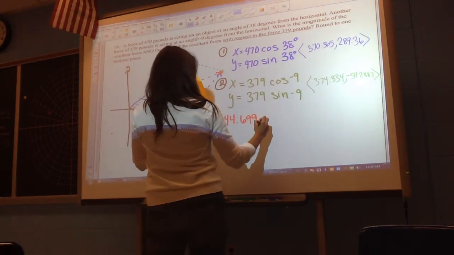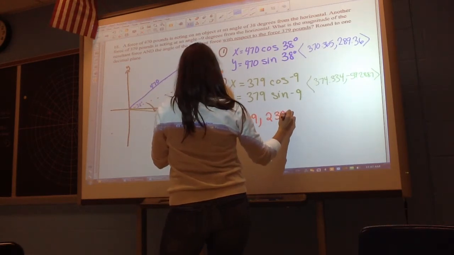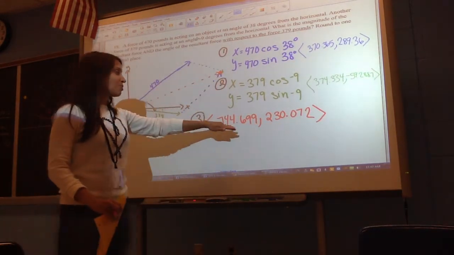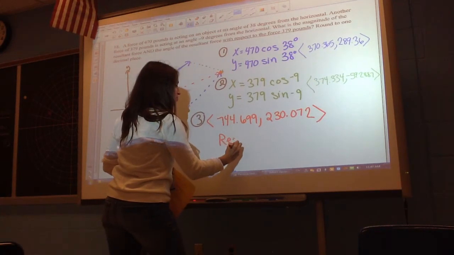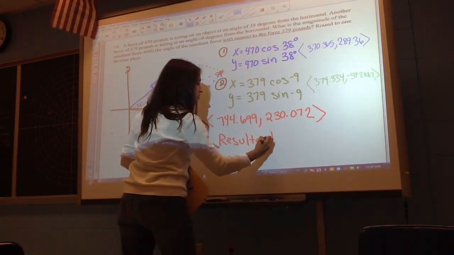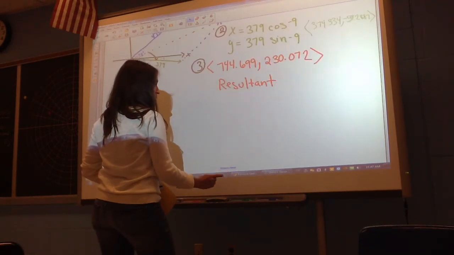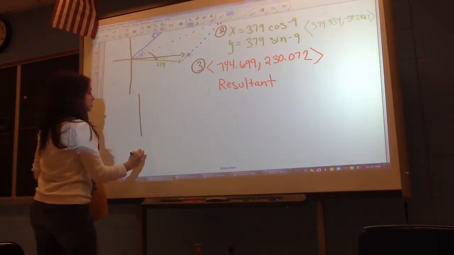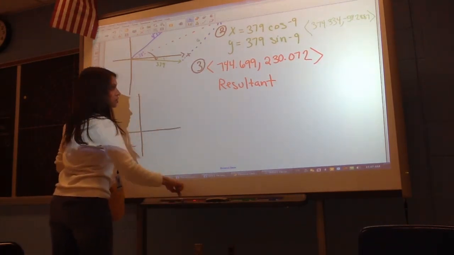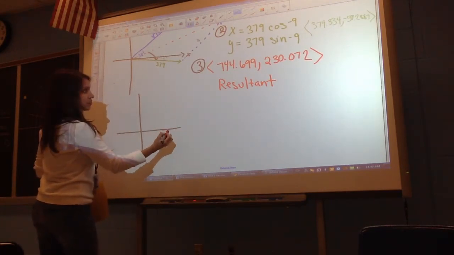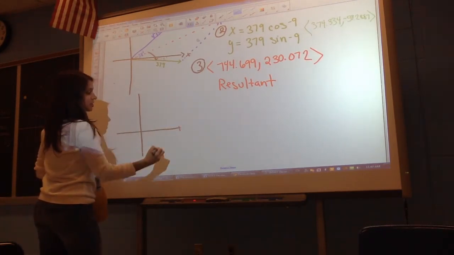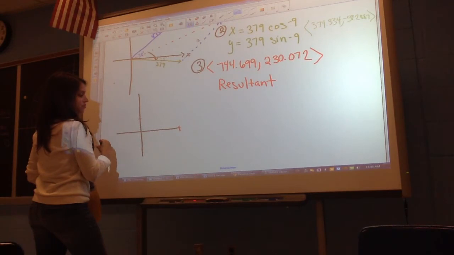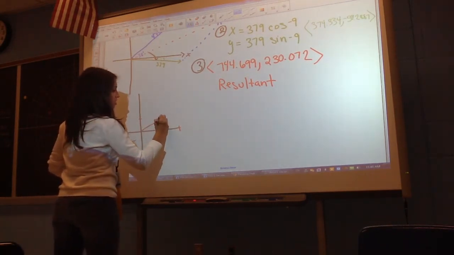744.699 and 230.072. This is my resultant vector in component form. I'm going to take this result and I'm going to make a new sketch. If I have a horizontal of 744.699, that's going to be about here, and a vertical of 230, let's say about here, my vector is going to be in this direction.